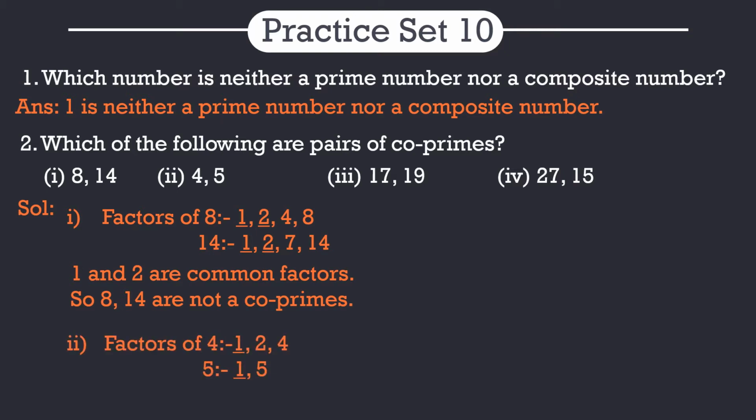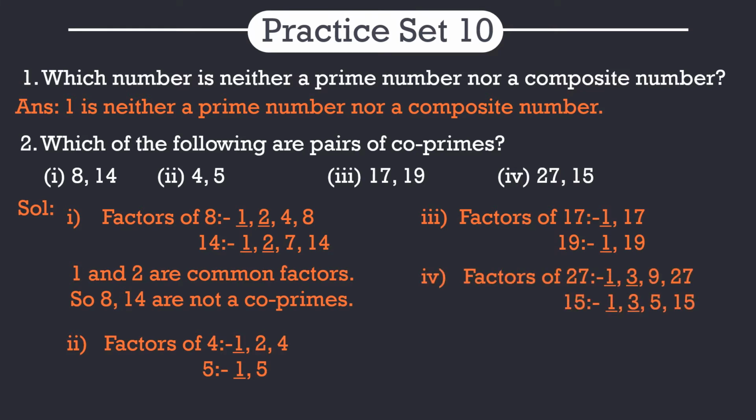Second, factors of 4 and 5. Factors of 4 are 1, 2, 4. Factors of 5 are 1 and 5. So what is the common factor between them? 1. Factors of 17 and 19. 17 and 19 are prime numbers, so their factors are 1 and the number itself.